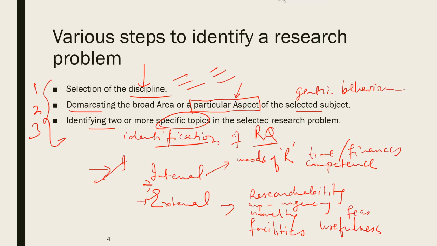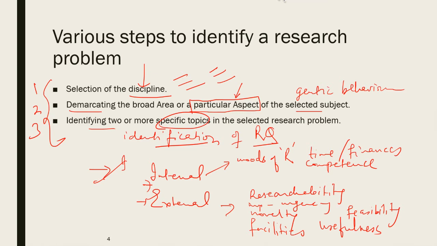Please remember. So once the research problem has been selected, it needs to be defined and formulated, right? Now, formulation means translating and transforming the selected problem into a scientifically researchable question, right? Into a scientifically researchable question.